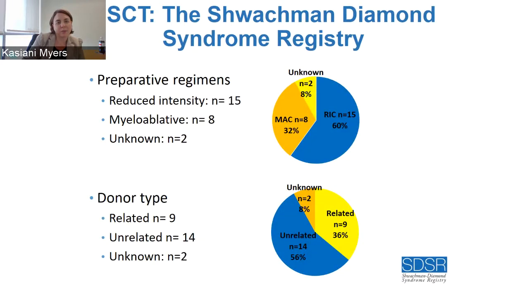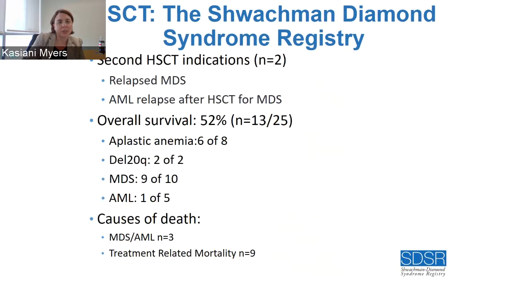A little over half of patients had a reduced intensity preparative regimen for their transplant, and a little over half had an unrelated donor. Next slide. And 2 patients required a second transplant, both for relapsed disease. The overall survival of this cohort is 52%, and you can see that there is very poor survival for subjects with AML. Not surprisingly, treatment-related mortality, both for organ toxicity and infection, as well as relapsed disease, were causes of death in this cohort. Next slide.